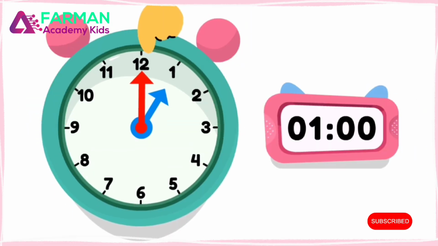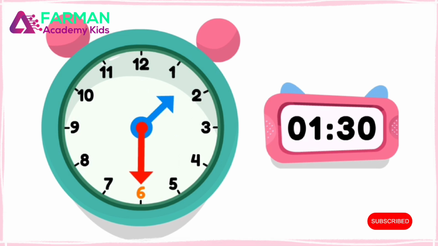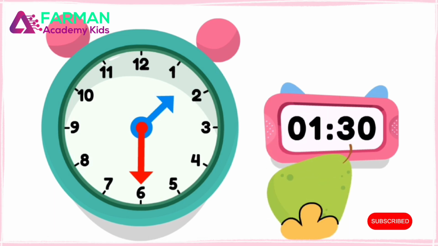The big hand points to the minutes. When the minute hand is here at the 12, it means the minutes are 0. Now let's move the minute hand to the 6. When the minute hand is here at the 6, it means the minutes are 30. Now it's 1:30. It's snack time! Yum!